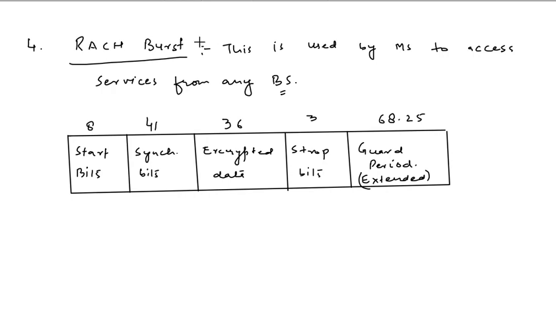And this is actually used by the mobile station to access the services from any of the desired base stations. Here, instead of using 3 bits, 8 bits are being used for start bits. Then you have 41 bits as synchronization bits. Then 36 bits are used for encrypted data transmission, and then 3 bits are reserved as stop bits. And here the guard period is extended just to avoid the overlap between the two different time slots during the propagation. So this is the format of this RACH burst, and this is basically a standard.